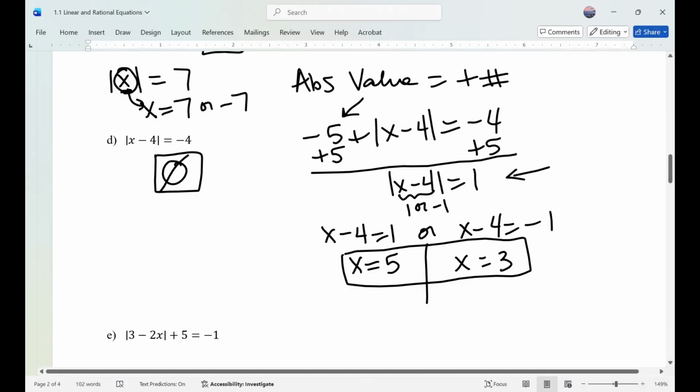So keep that in mind that if your absolute value is all alone and equal to a negative number, then it goes into no solution. But if you have junk on the outside, then you need to get rid of your junk and then determine whether or not it's going to be a no solution or do I go further.